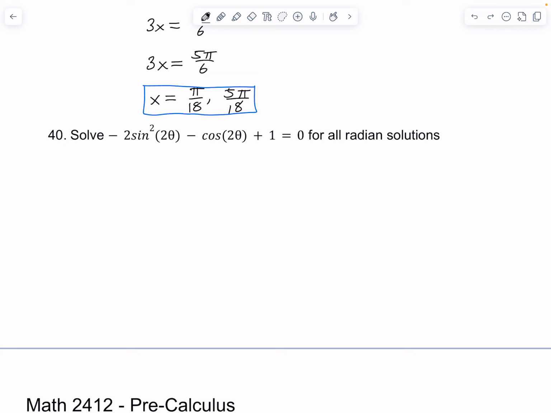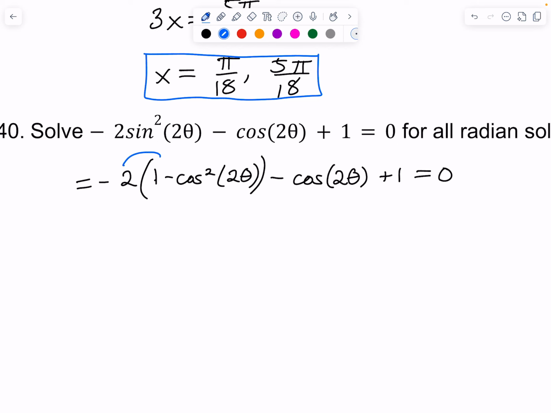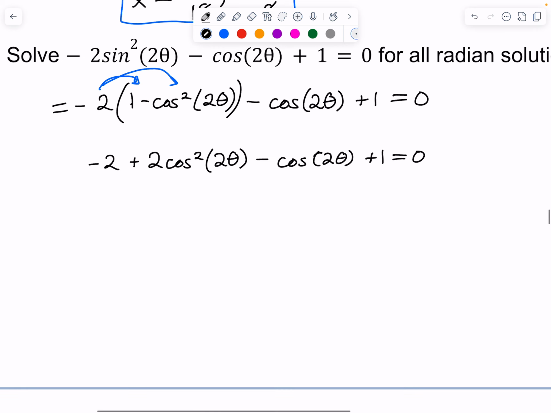But I've got a cosine and a sine. I have 2 different trig functions, which means I want to swap out my sine squared. Instead of sine squared, I'm going to put 1 minus cosine squared of 2 theta. And then we've got minus cosine 2 theta, and then plus 1 equals 0. Then I'm going to distribute this -2, and I get -2 plus 2 cosine squared of 2 theta minus cosine of 2 theta plus 1 equals 0. Finally, I combine my like terms. I get 2 cosine squared 2 theta minus cosine 2 theta minus 1 equals 0.